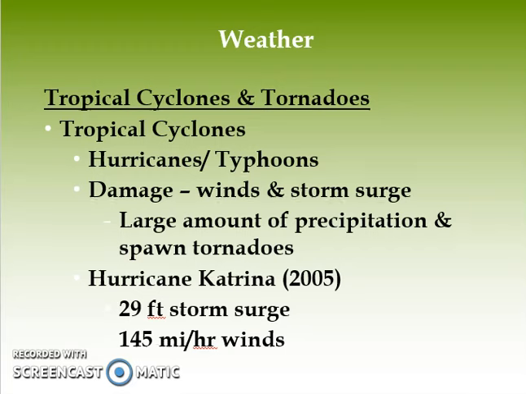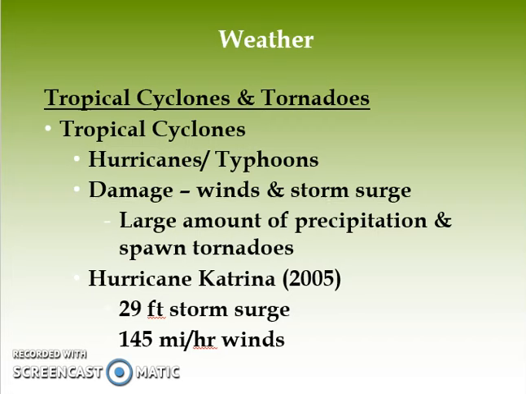Tropical cyclones, these are hurricanes or typhoons. The only difference between a hurricane and typhoon, we call them hurricanes in the Atlantic and we call them typhoons in the Pacific. They're still a spiral storm. Damaging winds and storm surge. Storm surge is a pile of water that is pushed up in front of them as they go. And it can cause a lot of flooding and damage.